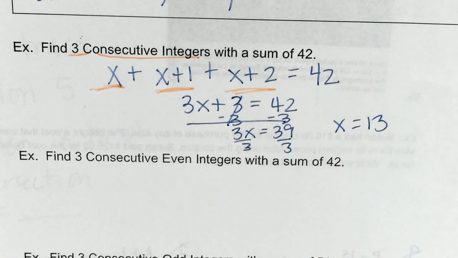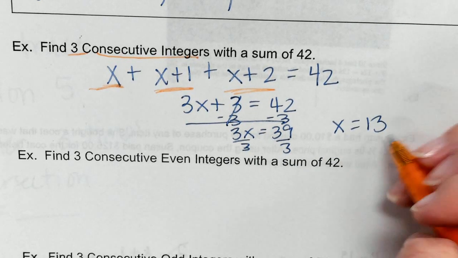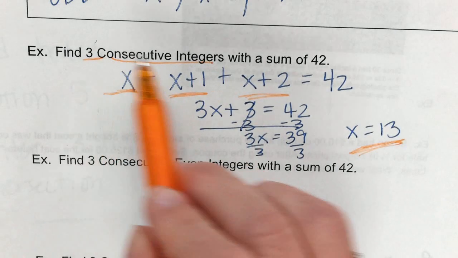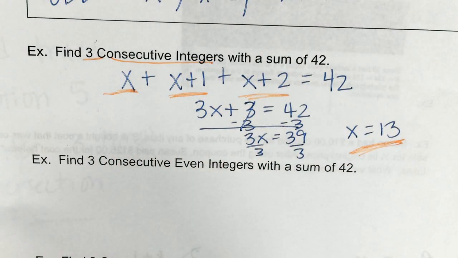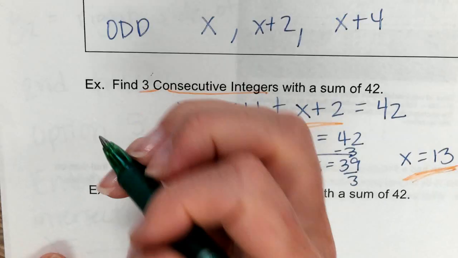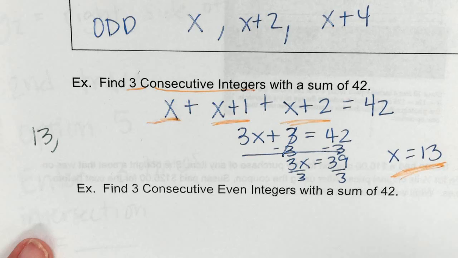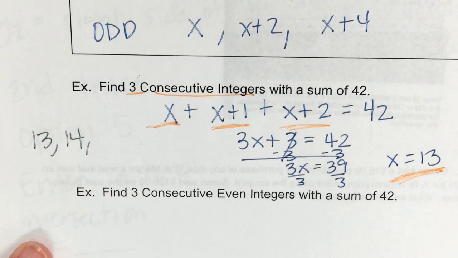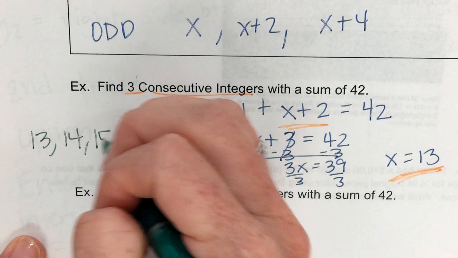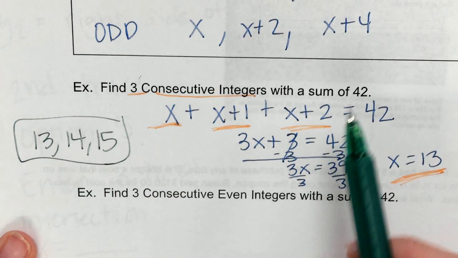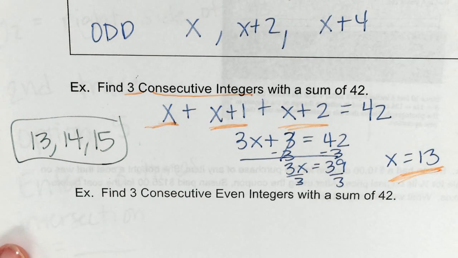I'm not done. That's the first number in the 3 consecutive numbers. Yes? So if the first number is 13, what would the next number be? 14. What would the next number be? 15. Could I add those together to make sure they equal 42? Yeah. Is it kind of making sense now?